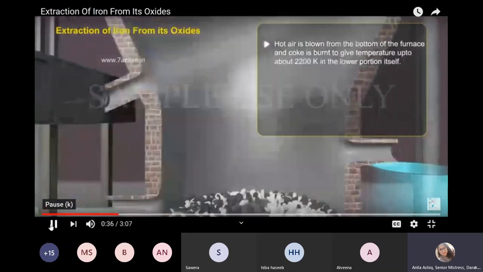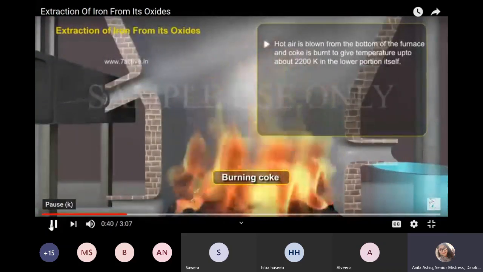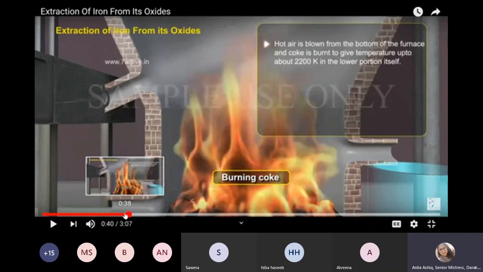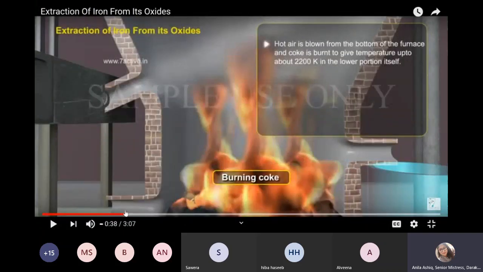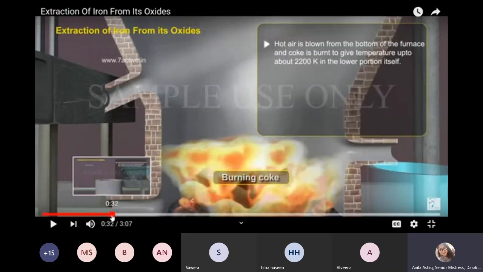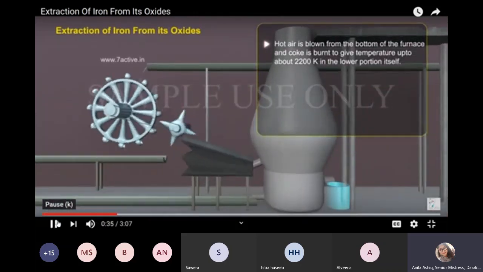Of the furnace, and coke is burnt to give temperature up to about 20. Sandaline, it's not a busy furnace. It's a blast furnace. But it's okay. I know it's a typo error, but I don't know why I enjoyed it. It's again not a blast furnace. It's a blast furnace. Okay, let's concentrate.